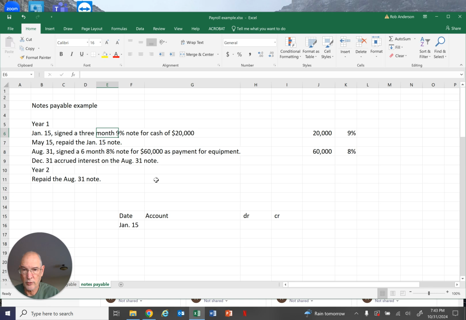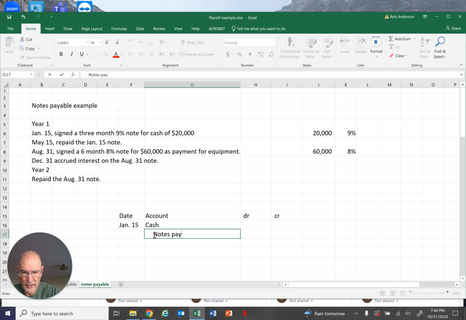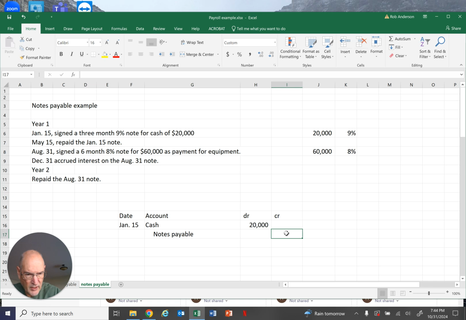So let's look at the first note, which is pretty simple. January 15, we signed a 3-month, 9% note for cash. So we just borrowed cash and signed a note. So we got cash, and we owe a note payable. So credit notes payable. Of course, the amount is $20,000, and $20,000 again. So there's our note.